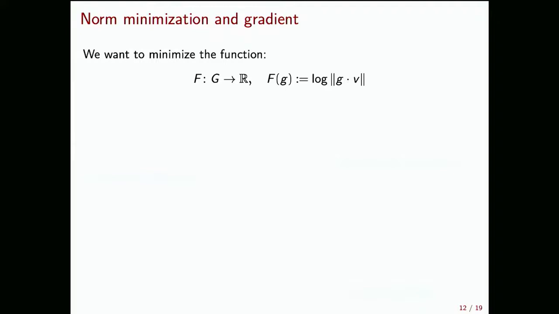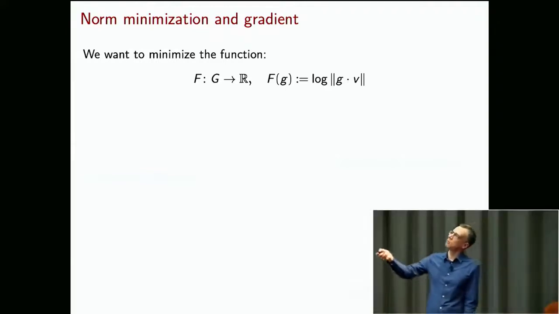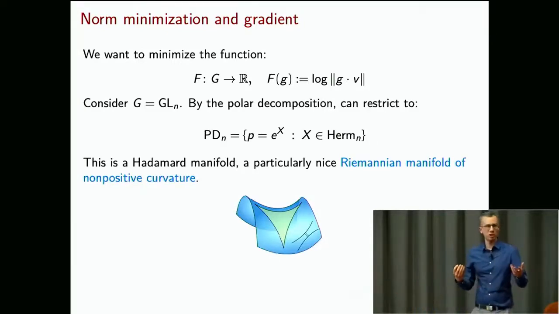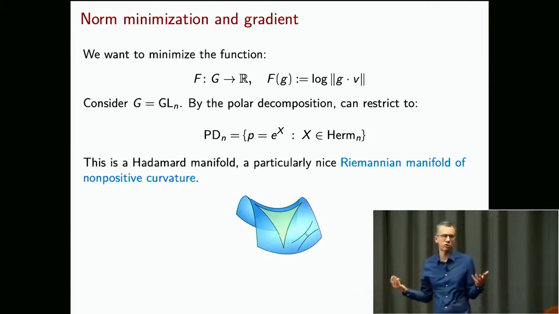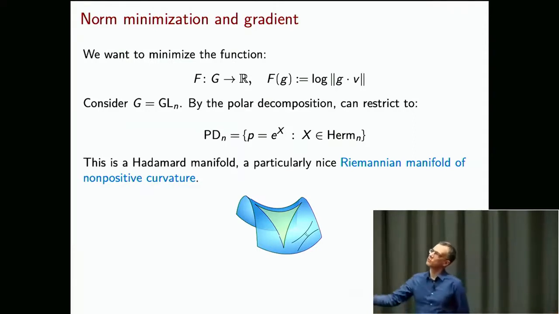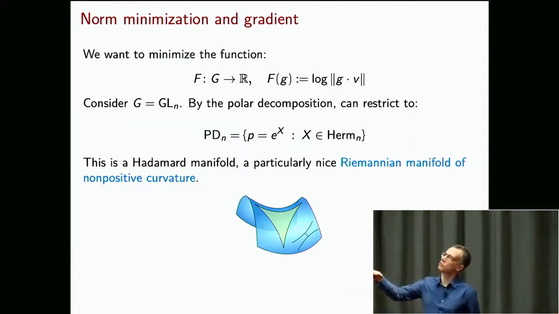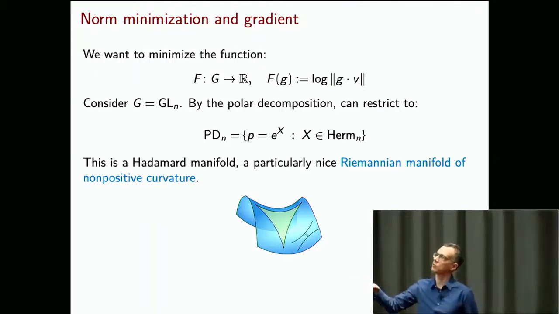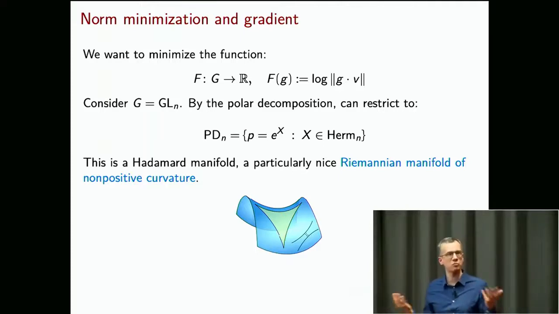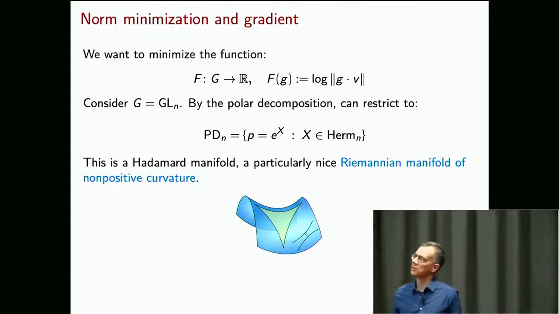I like logarithms. Now say the group is GL_n, the invertible matrices. Any invertible matrix has a polar decomposition: we can write it as a unitary times a positive definite matrix. Unitaries don't change the norm, if one sets up things in a reasonable way, sort of by definition. So it's enough to do this optimization over the positive definite matrices. Positive definite matrices are a nice set. We can think of it as a subset of Euclidean space, but you can also think of it as a nice curved manifold.